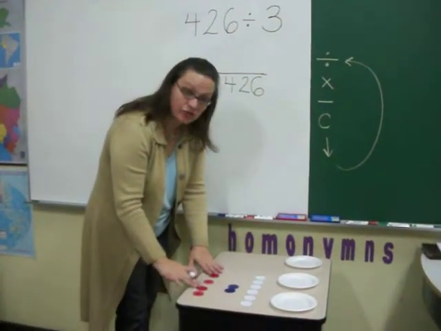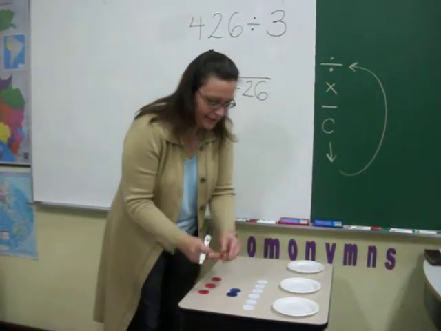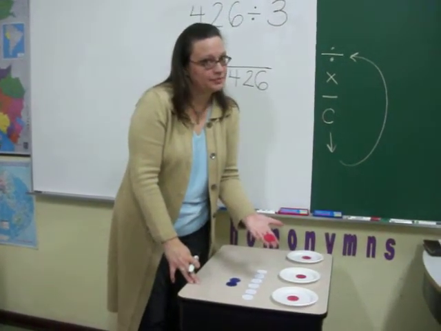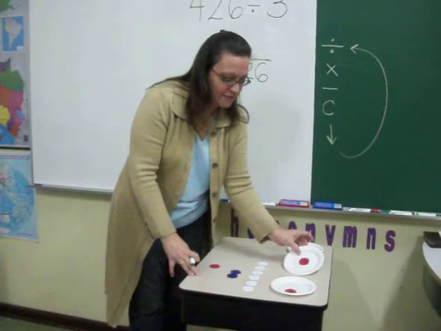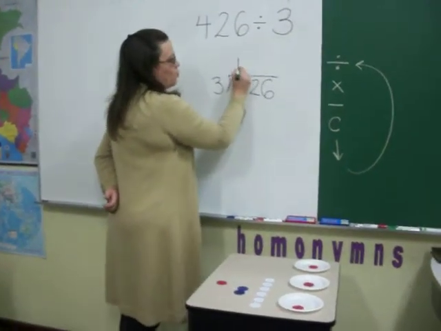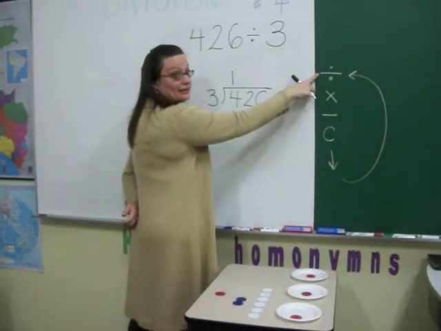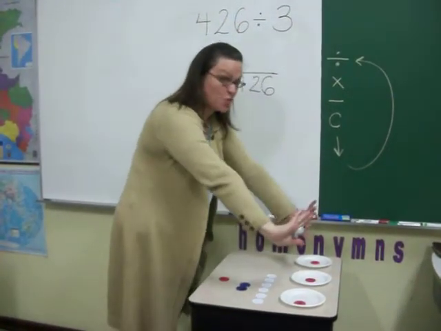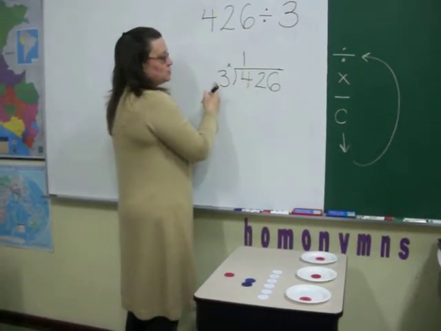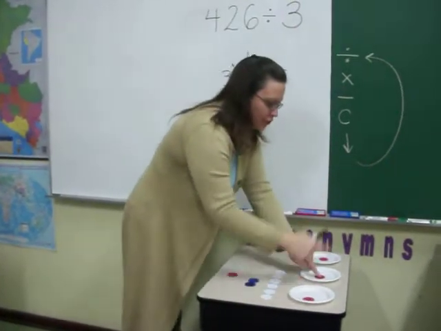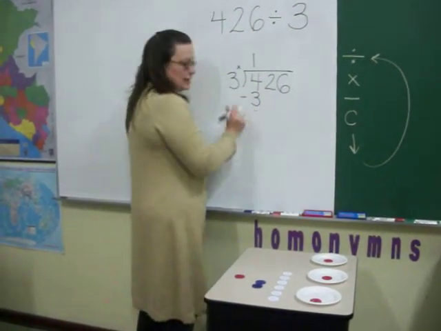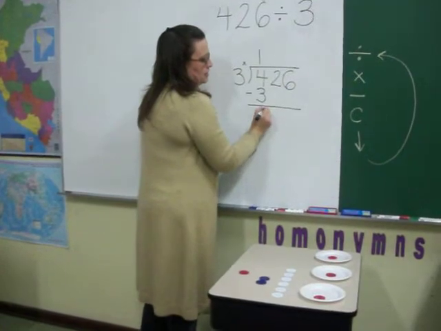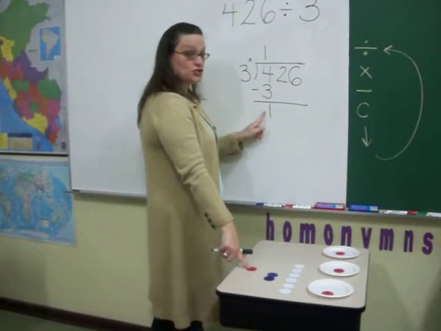So if I have 4 hundreds here, and 3 friends come knocking, I give 1 to each of them. And I'd like to give them more, but I can't. So how many does each friend have? 1. They have 100. I divide it. What do I do next? I multiply. How many hundreds did I just give away out of my house? 1 times 3, I gave 3 out of my house. How many do I have left over? 4 minus 3 is 1 hundred left over.